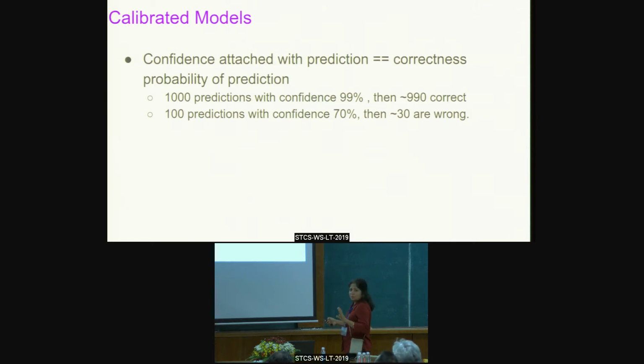To give an example, suppose you have a supervised model which makes 1,000 predictions with confidence 99%. If this model is calibrated, then the 99% confidence directly reflects accuracy, so you would expect 990 of them to be roughly correct. And as another example, if you make 100 predictions with confidence 70%, then you expect roughly 30 of them to be wrong.